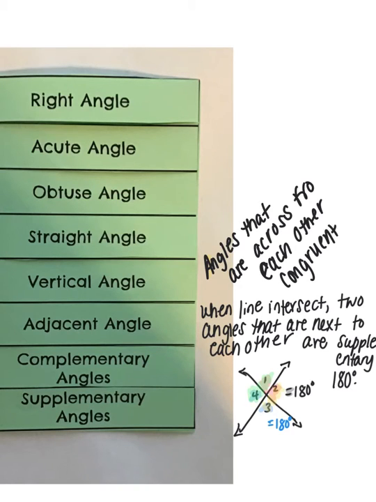equal. So if I drew a picture and I labeled this 1, 2, 3, and 4, angle 1 and angle 3 are across from each other. They are congruent, or they're the same. Angles 4 and angles 2 are across from each other. They are congruent, or they are the same.